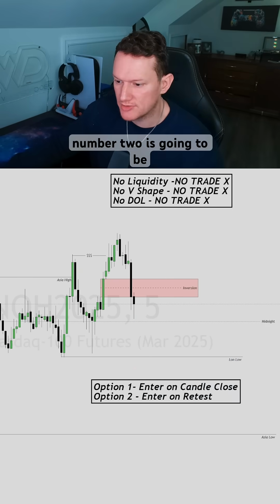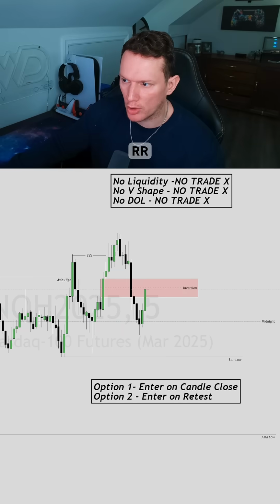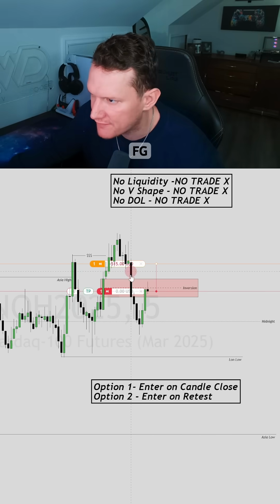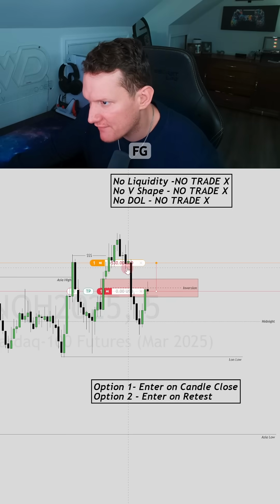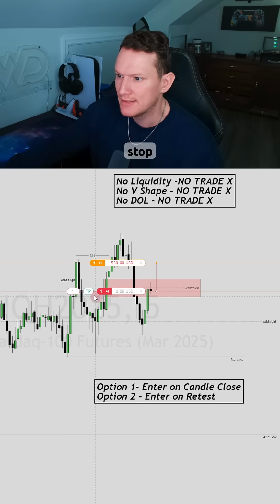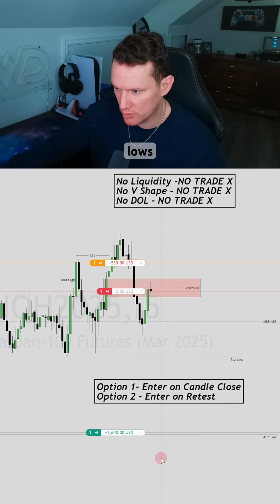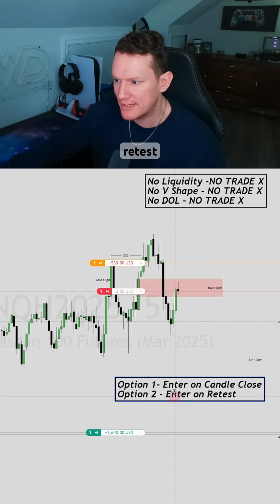And option number 2 is going to be a retest of the inversion, which is my favorite because it gives you a better RR. Right here on this retest, we're going to sell. Stop loss is going to be above this bearish FVG, not above the inversion in this example, but above the bearish FVG that was left behind here. That's going to be the safest stop. TP is going to be at London low, TP1. TP2 will be at Asia lows. Okay, so option 2 is shorting on the retest.